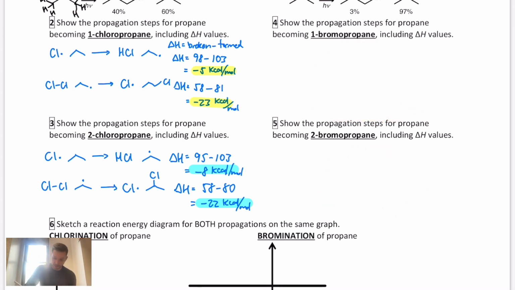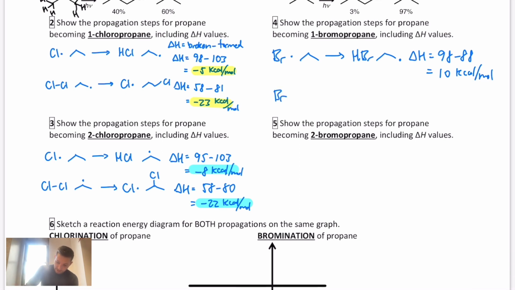Okay, let's see how you did. So for bromine, we have a bromine radical. It sees a propane. It turns into an HBr and a primary carbon radical. Your delta H values, if you use the numbers, are 98 minus 88, so 10 kcal per mole. The second half of that step would be a bromine, Br2, seeing the primary radical, forming a bromine radical, and then your 1-bromopropane product.